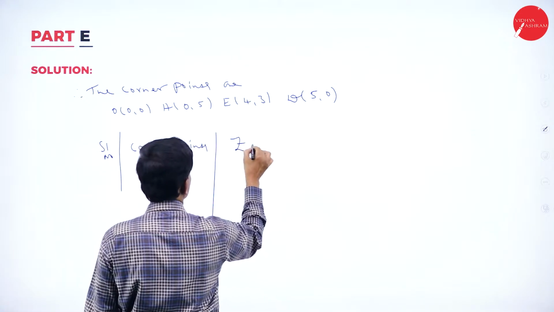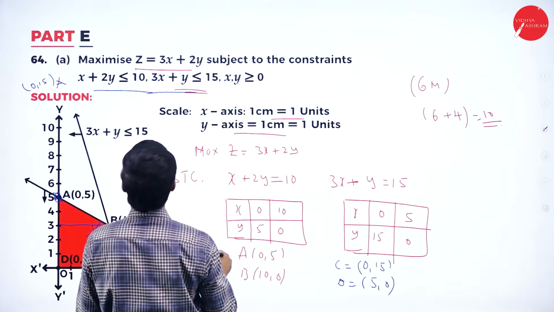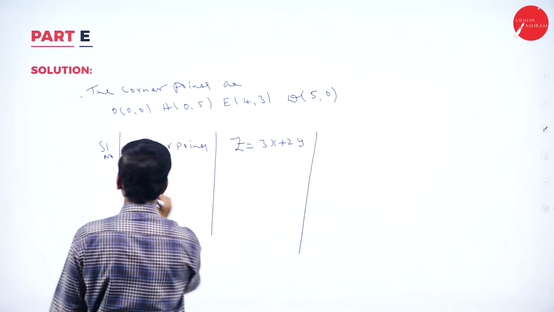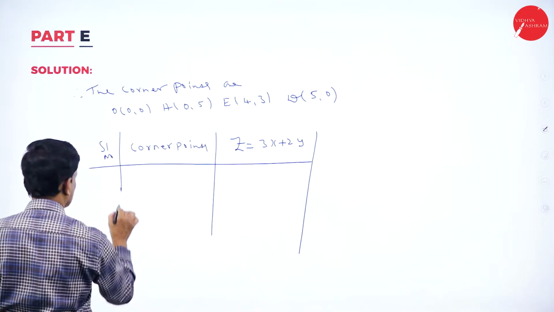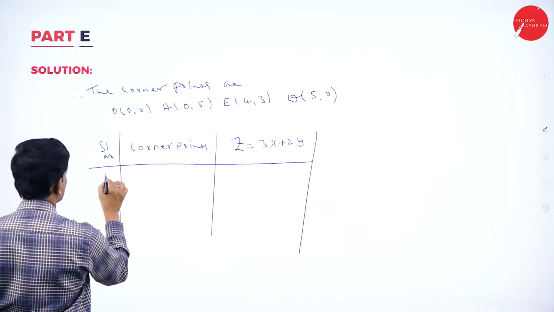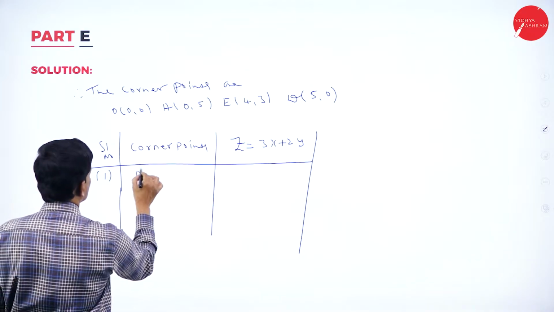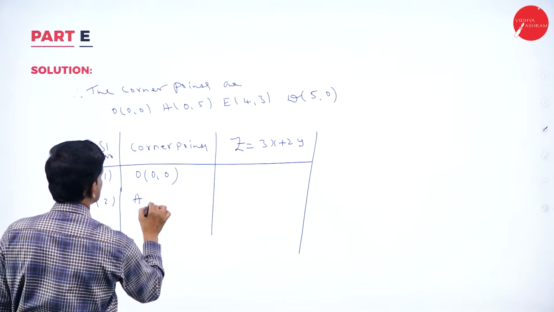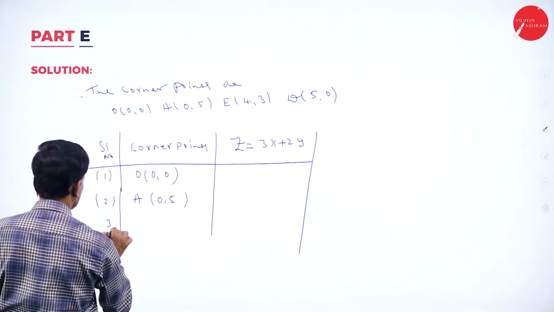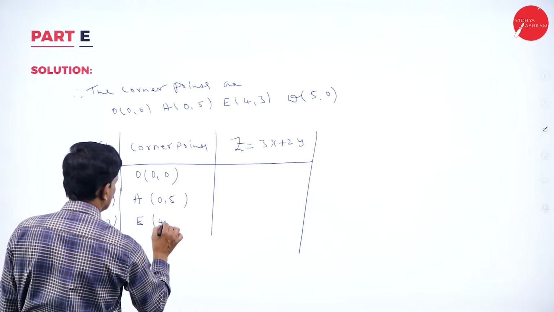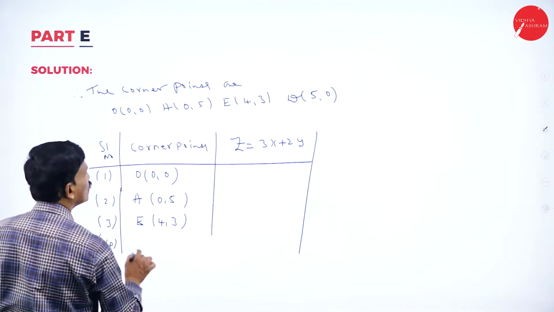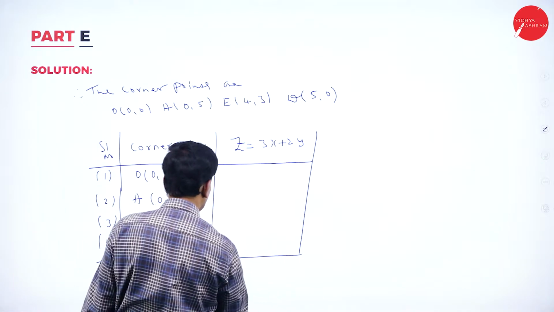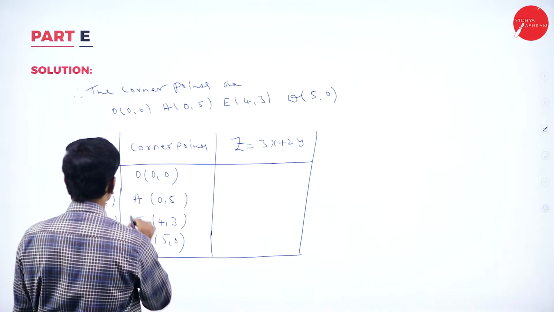Then Z, the objective function. What is Z? Z is equal to 3x plus 2y. Now let us take the corner points. First one, O, 0 comma 0. Second one, A, 0 comma 5. Third one, E, 4 comma 3. And fourth one, D, 5 comma 0. Now find out the values of Z, that's it.